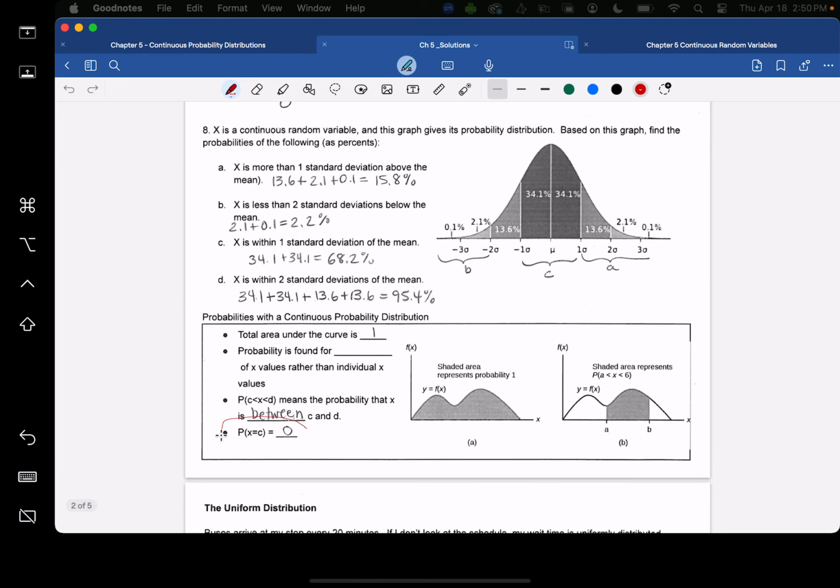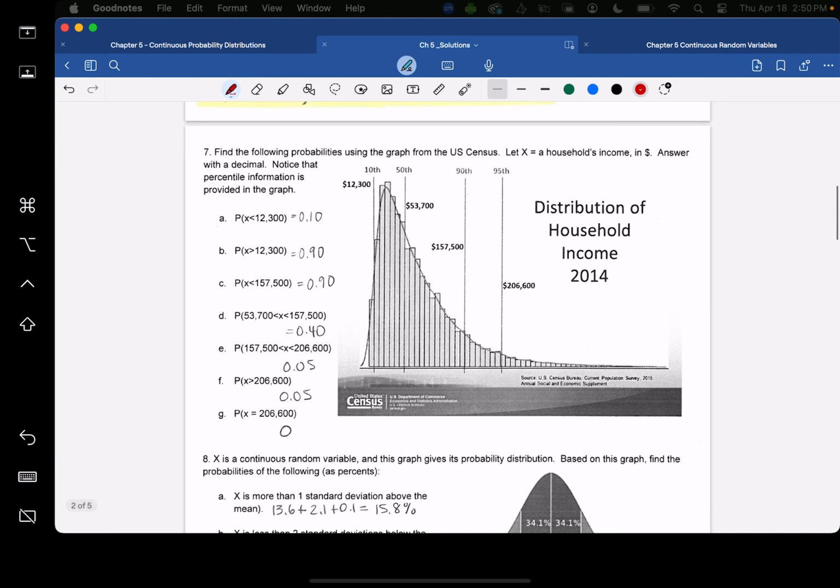That's what this is. The probability of a single value of X, instead of a range of values, will always be 0, because there's no area associated with it. So what is the area underneath this line? It's too thin. There's no shaded area. Whereas for the previous question, for letter F, we could just shade this area and say, okay, that's going to be 5% of US households.